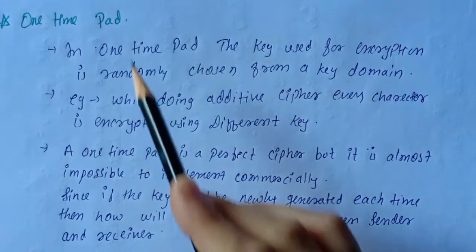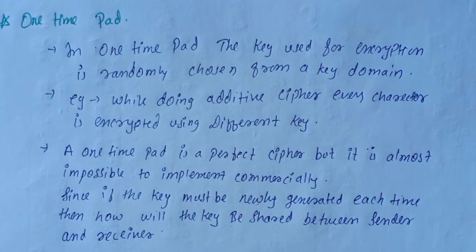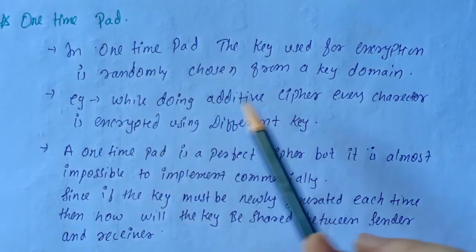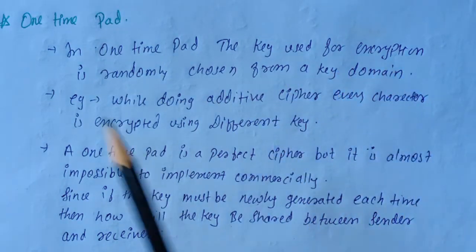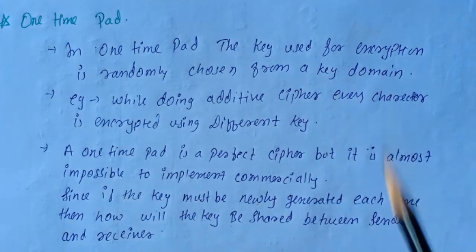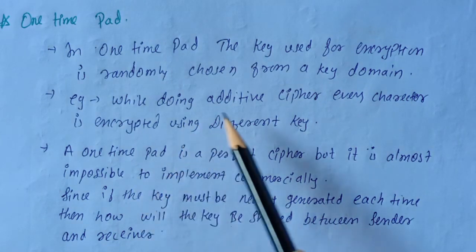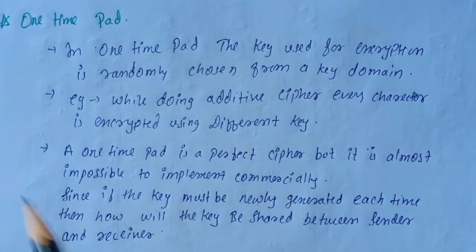Now we will see the last type of polyalphabetic cipher, that is one-time pad. So what is one-time pad? In one-time pad, the key used for encryption is randomly chosen from a key domain. That is an example of doing additive cipher, where every character is encrypted using a different key. Remember the additive cipher which we have studied, where we took one key and encrypted the whole plain text, but in one-time pad we encrypt the plain text with different keys.